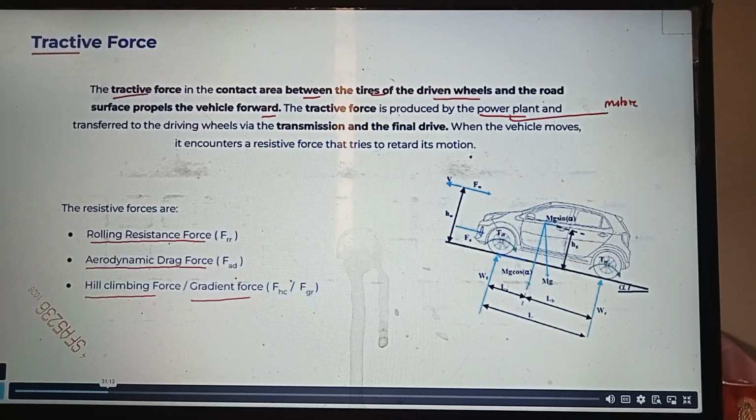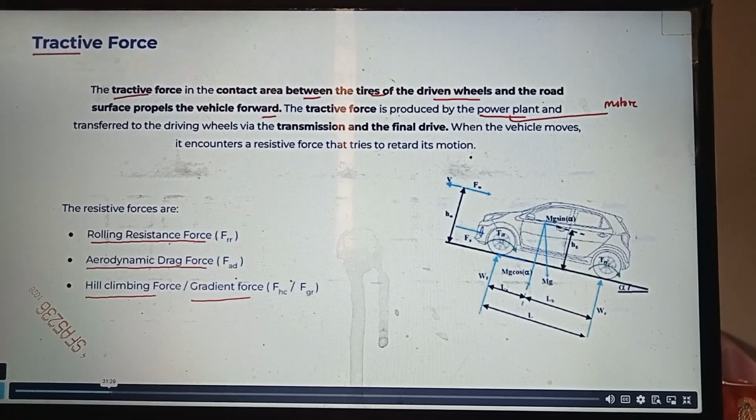Why does it stop? Because there are some opposing forces acting on the vehicle, and you are not giving any tractive force anymore. So due to those opposing forces, eventually the vehicle has to come to a stop. If there were no opposing forces, the bicycle would have run for infinite time. But since there are some resistive forces, eventually it will come to a stop. Let's understand these forces one by one, and we'll also understand how to calculate them. Okay, we'll take some examples.